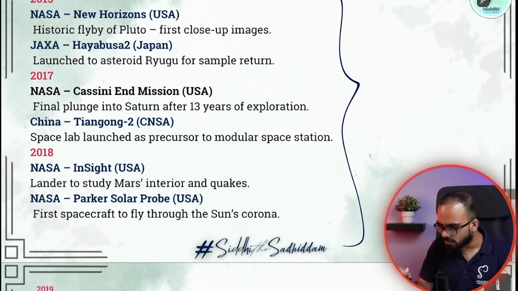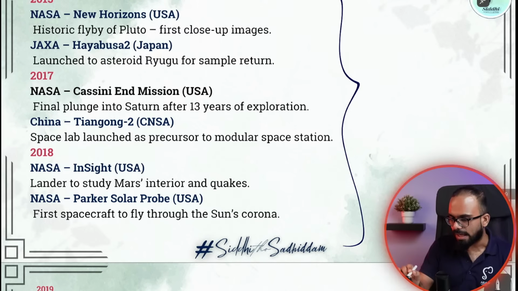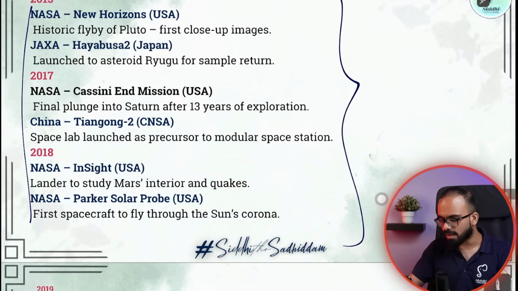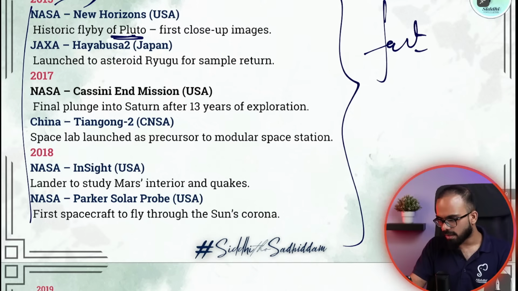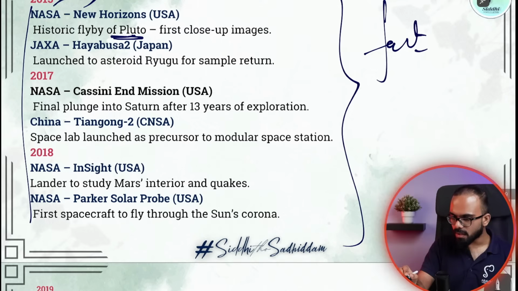Then this is the list of important missions that happened from 2015. These are in current affairs. For example, NASA's New Horizons, to fly by Pluto. You study this, these are factual. I'll show you what to study. 2015, NASA flyby around Pluto.